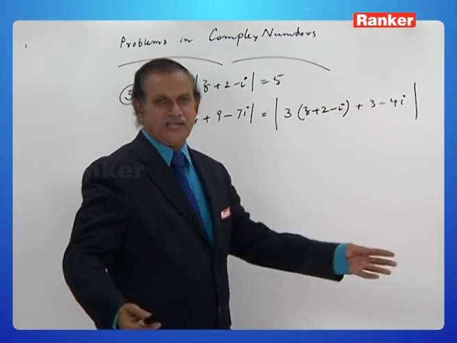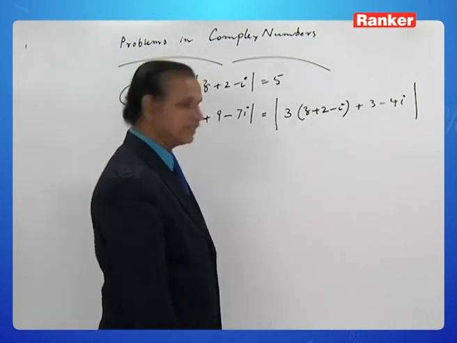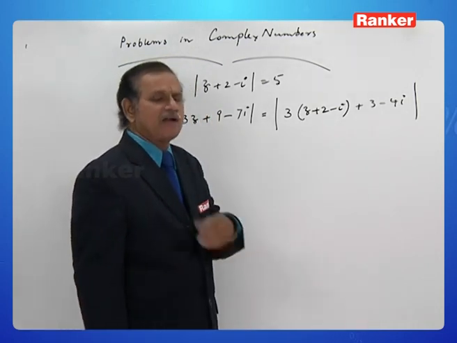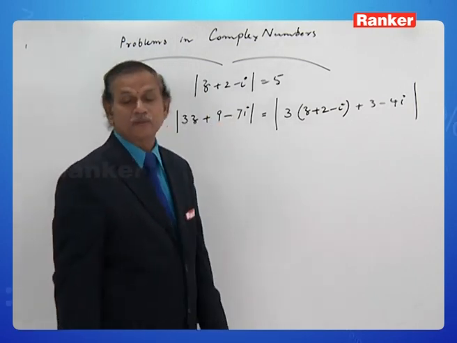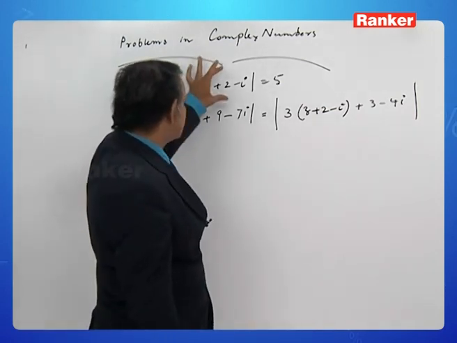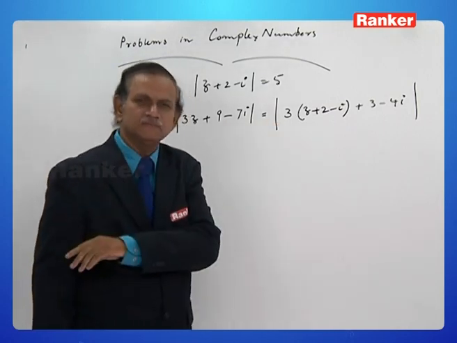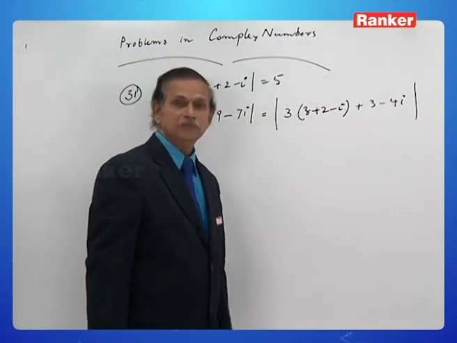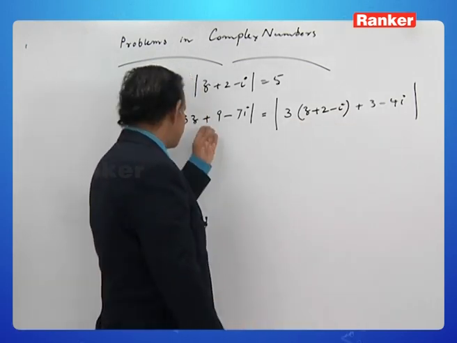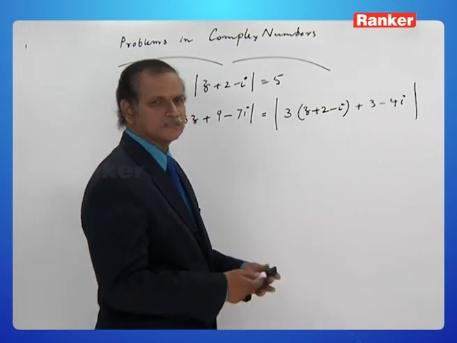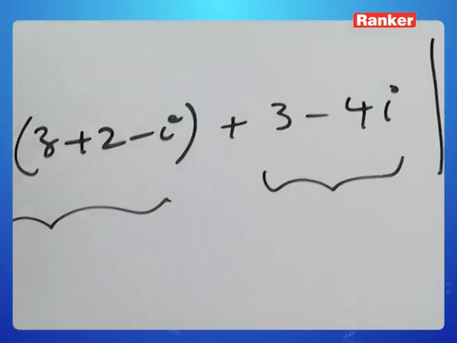The only idea which helps us to make an attack on this question is, at any cost or at any stage, we must be able to use the data, that is z plus 2 minus i. That should appear before us, that's all. You just take 3 out, bring it here, and you balance it so that this entire expression becomes equal to this. Now the actual thing occurs.